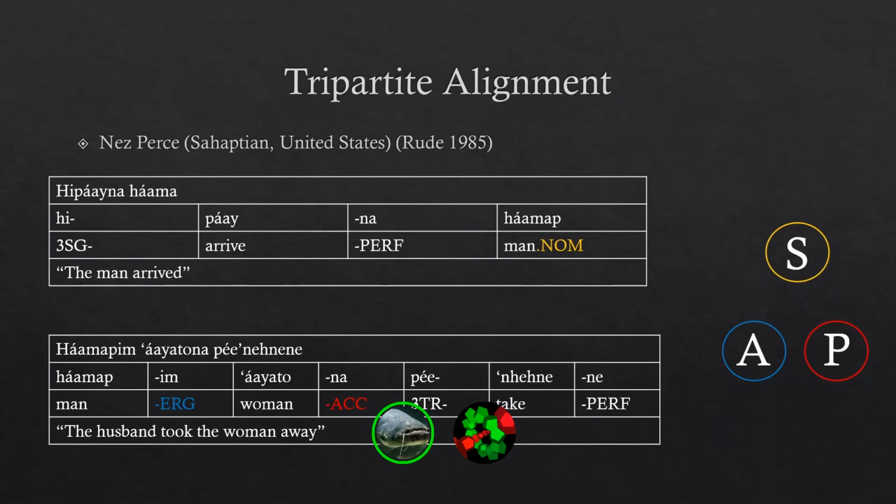First sentence, we have an intransitive sentence. The man arrived, and here the intransitive subject is unmarked, right? We can think of this as nominative or absolutive case. It's some sort of unmarked subject. And then we have a transitive verb. The husband took the woman away. Here, the husband noun is marked with this ergative im suffix, and woman, the patient, is marked with this na accusative suffix, indicating that these are agent and patient.